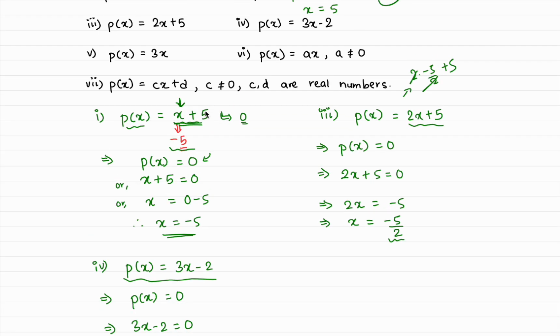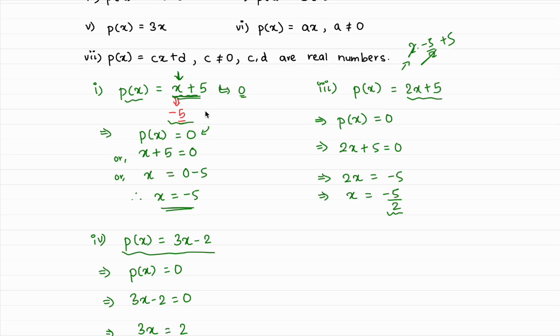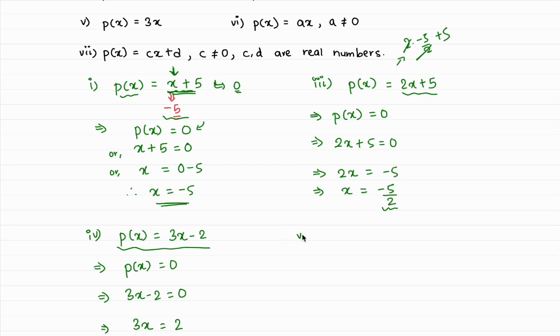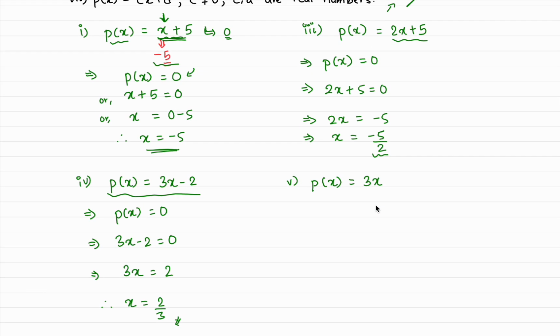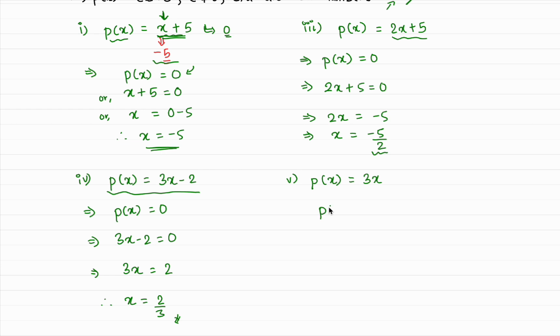What about question number 5? Okay, let's do question number 5. It's pretty easy, okay? All of these questions are very easy. So we have p(x) equals 3x. So again, p(x) equals 0, so 3x equals 0. And then x is going to be 0 by 3, and x equals 0. So in this particular case, the zero of the polynomial is 0 itself.